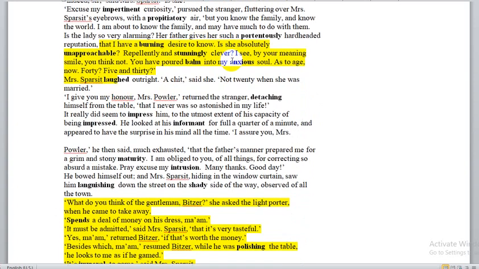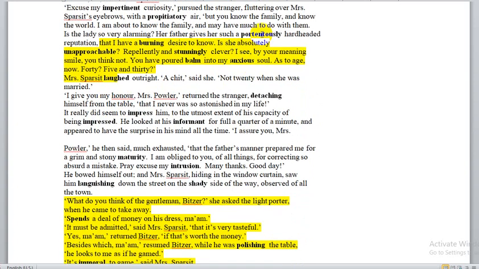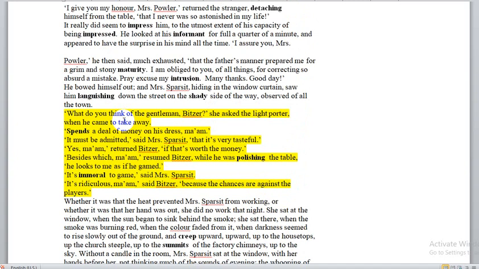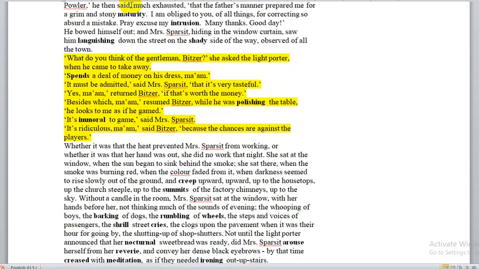"I have a burning desire to know the details about Louisa, Bounderby's wife. Her father gives her such a portentously hard-headed reputation. Is she absolutely unapproachable, stunningly clever? By your meaning smile, you think not. You have poured balm into my anxious soul." So he wanted to know something about Louisa. Now we understand that this person is looking for some details about Louisa, and we have to form something in our minds concerning Louisa.